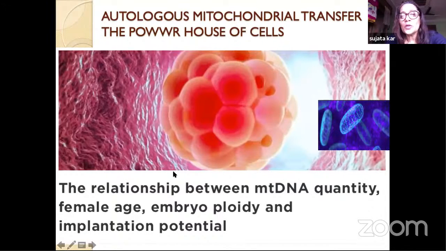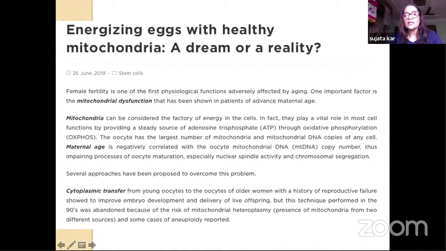Now, the mitochondria are the powerhouse of every cell, and autologous mitochondrial transfer is a latest technology which might hold promise and which may be within our reach, because there appears to be a close relationship between mitochondrial DNA quantity in the embryo and the oocyte and the female age, embryo ploidy, and implantation potential. So energizing the eggs with healthy mitochondria, is it a dream or a reality? But yes, it is very much reachable.